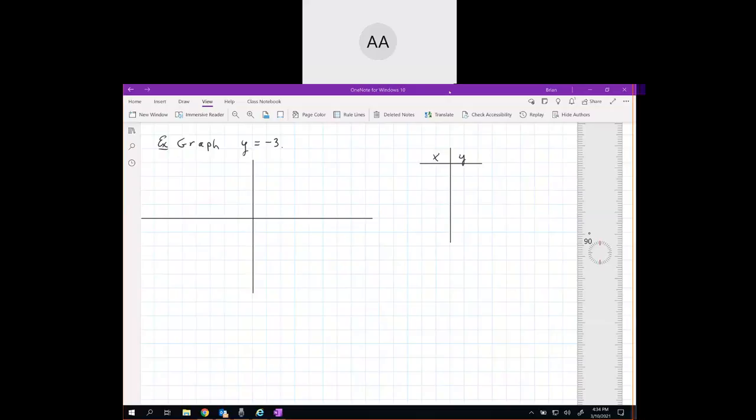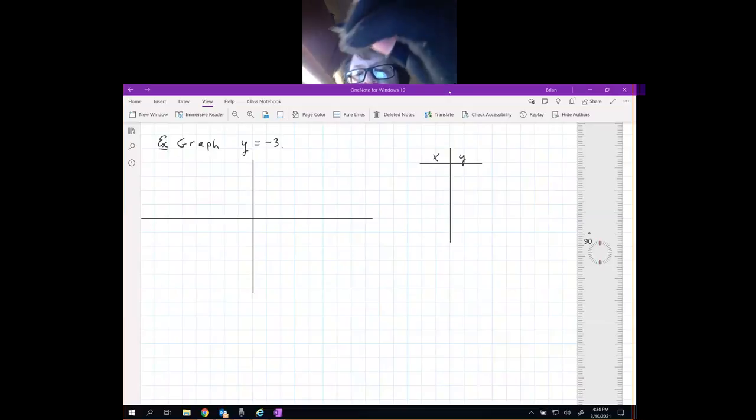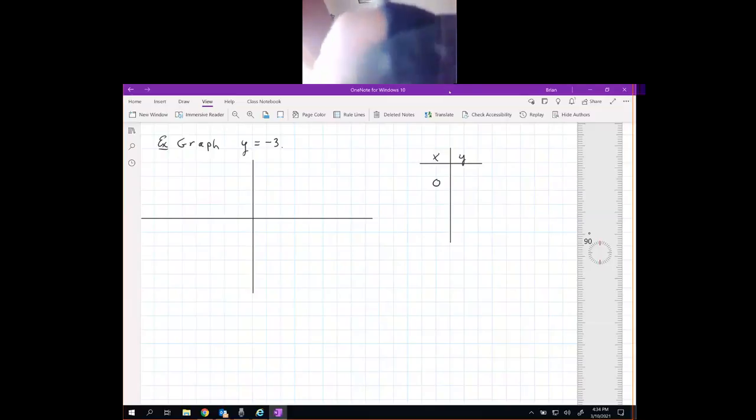Anybody get a graph of this thing yet? I couldn't. All right. Well, if you allowed x to equal 0, what did you get for y? -3. Okay.